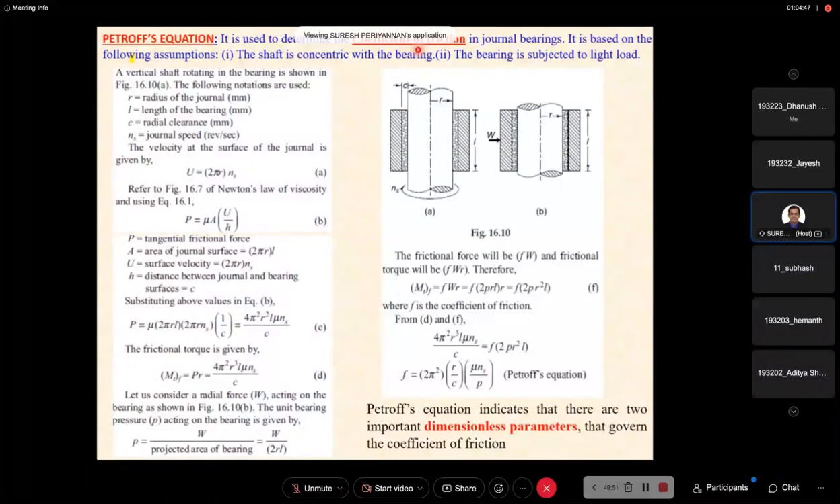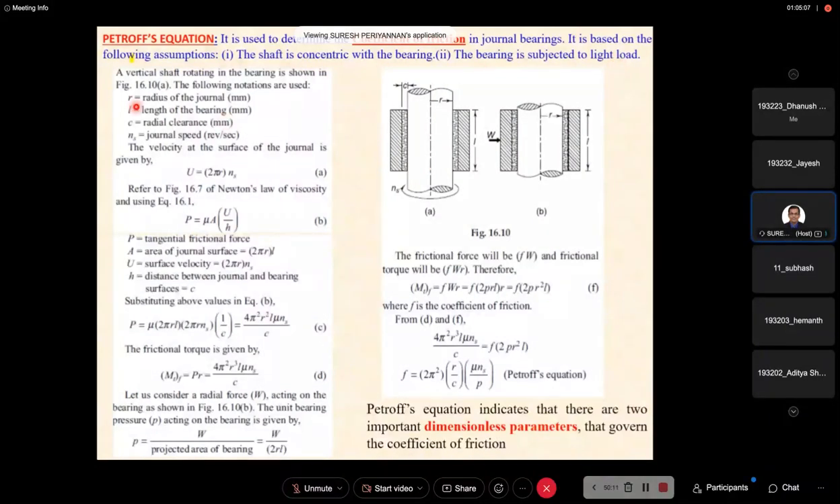In this concept, he assumed that there are two assumptions. One is the shaft is concentric with the bearing. Now this is a bearing, the journal or shaft. This is journal or shaft. Okay, the bearing is subjected to light load. He assumed that for developing his concept, these are the two assumptions.